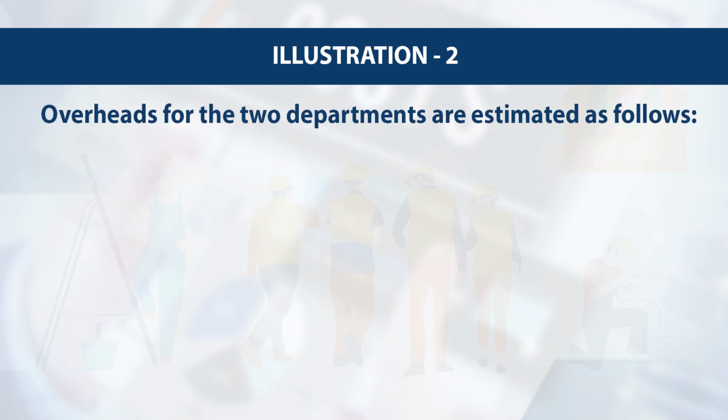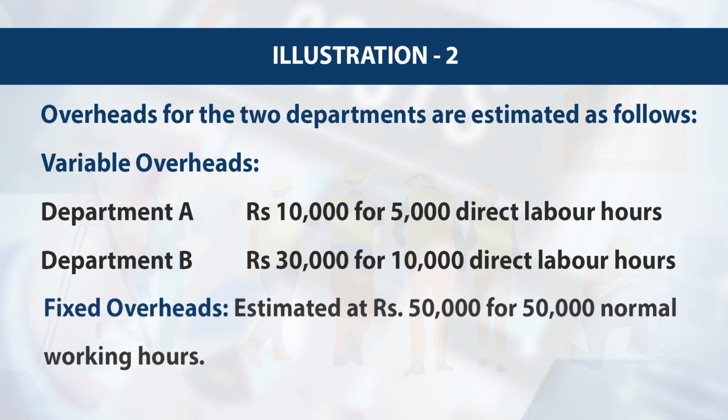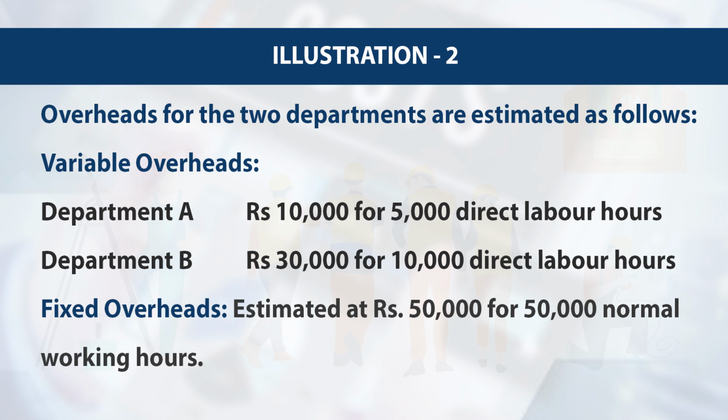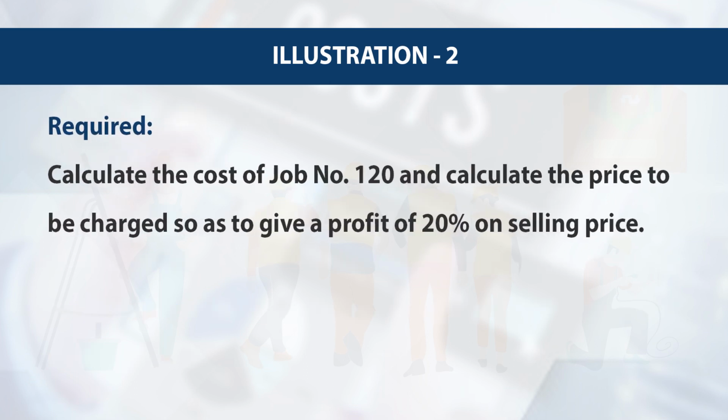Overheads for the two departments are estimated as follows. Variable overheads for Department A rupees 10,000 for 5,000 direct labor hours, and for Department B rupees 30,000 for 10,000 direct labor hours. Fixed overheads estimated at rupees 50,000 for 50,000 normal working hours. You are required to calculate the cost of job number 120 and calculate the price to be charged so as to give a profit of 20% on selling price.